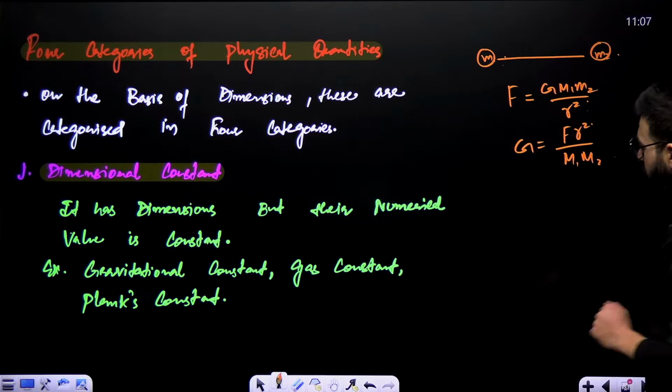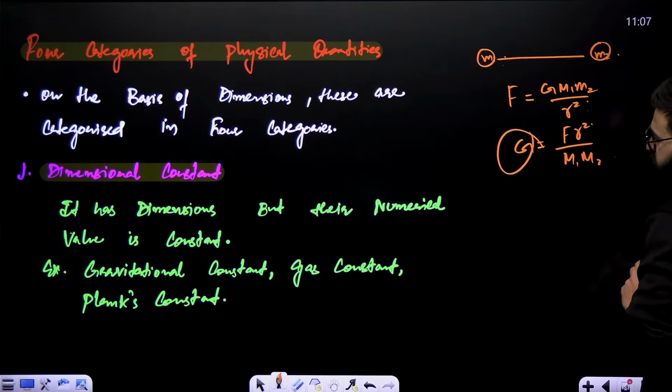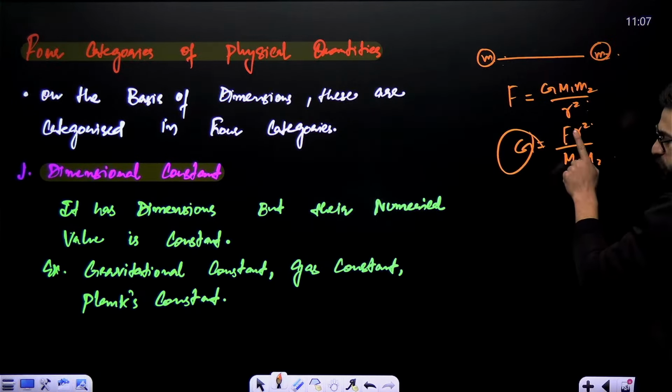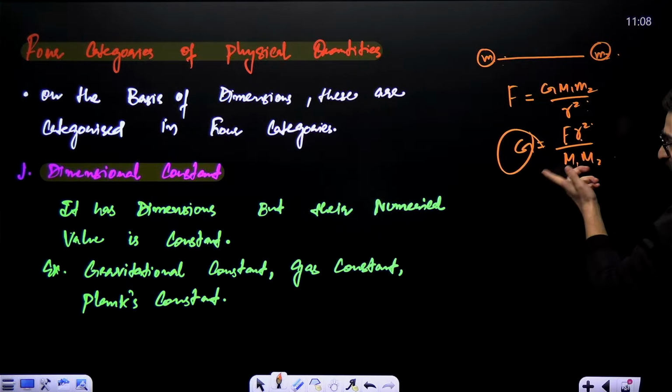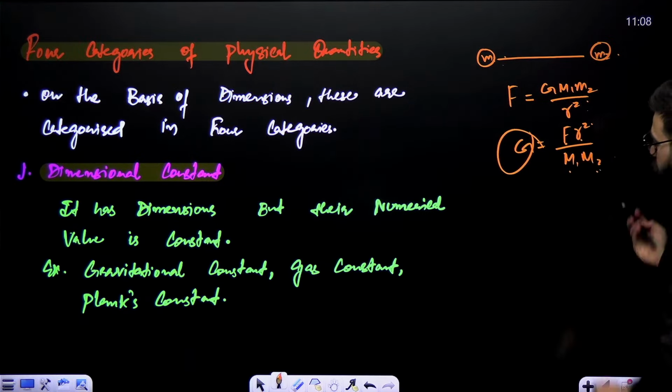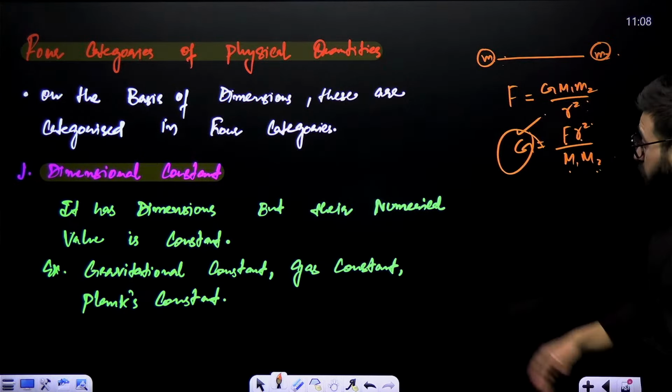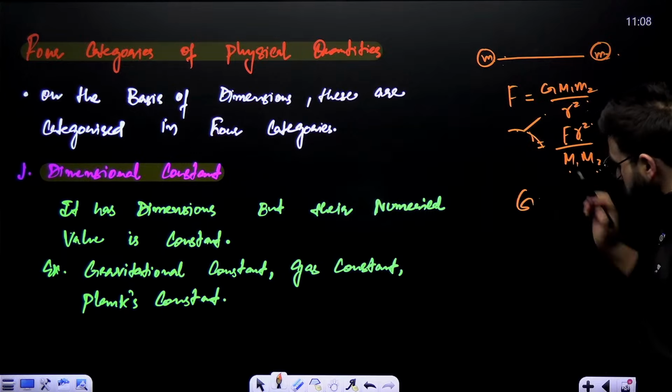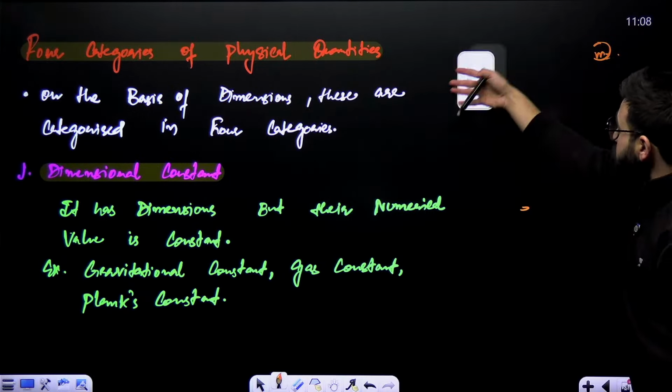Now, guys, how can you find the dimensional formula of this? Put the value: dimensional formula of force, M L T to the power minus 2. Dimensional formula of radius, that is length, L square. Mass m1, m2, that is M into M square. You will get the dimensional formula of G. So basically, its value is constant.